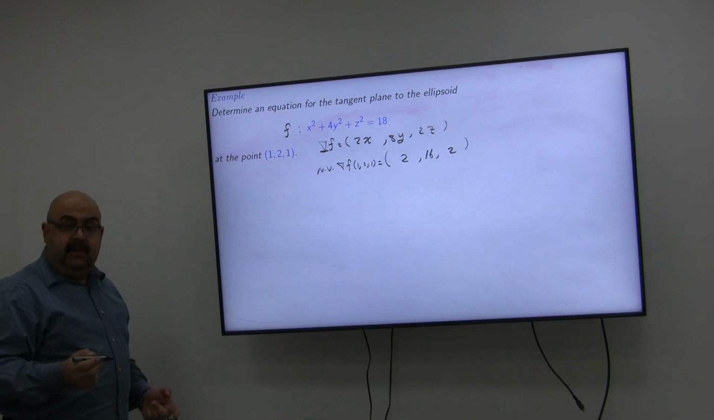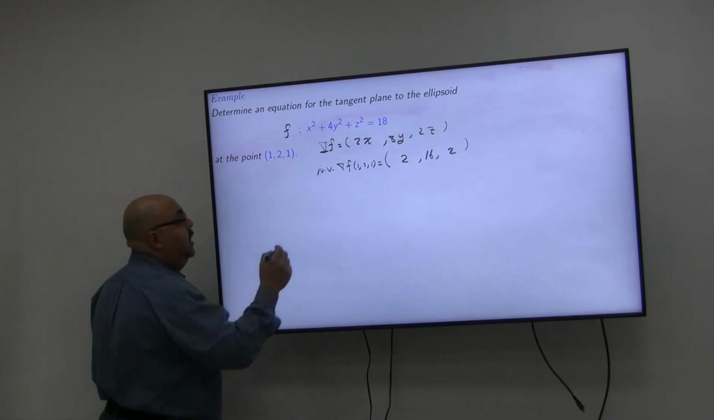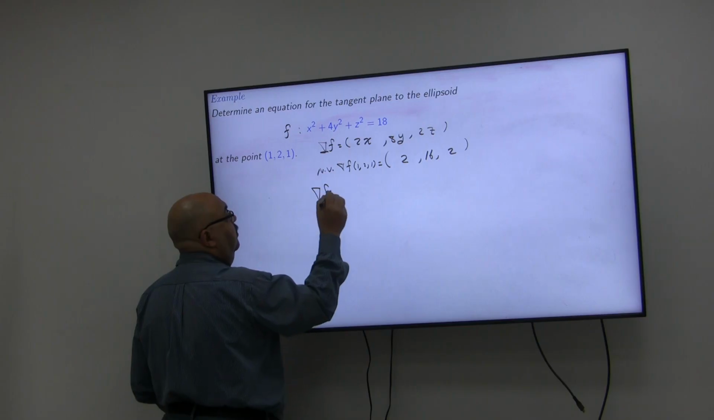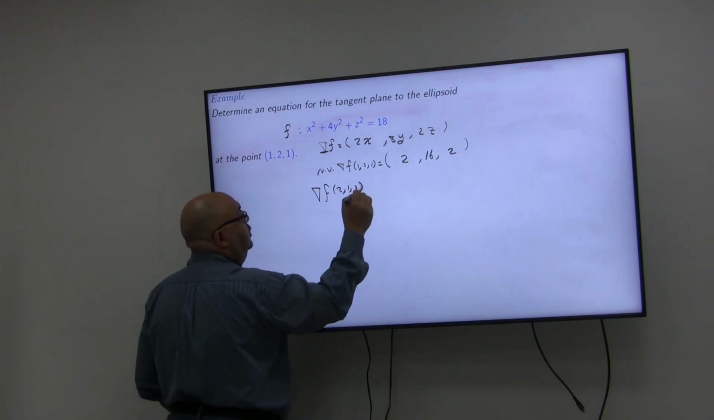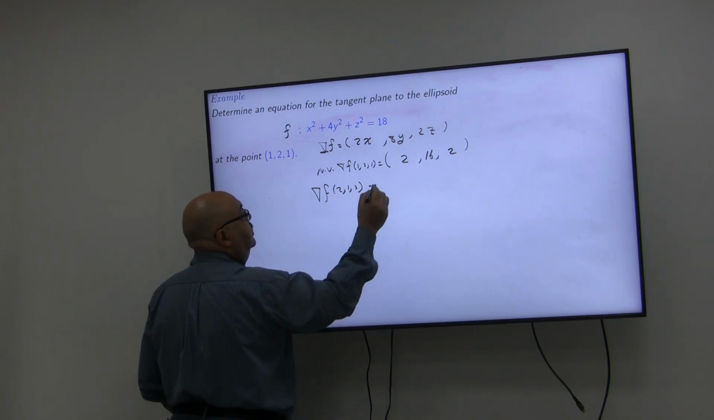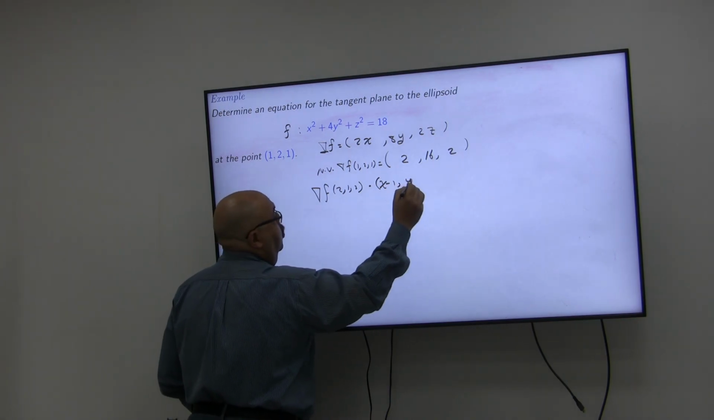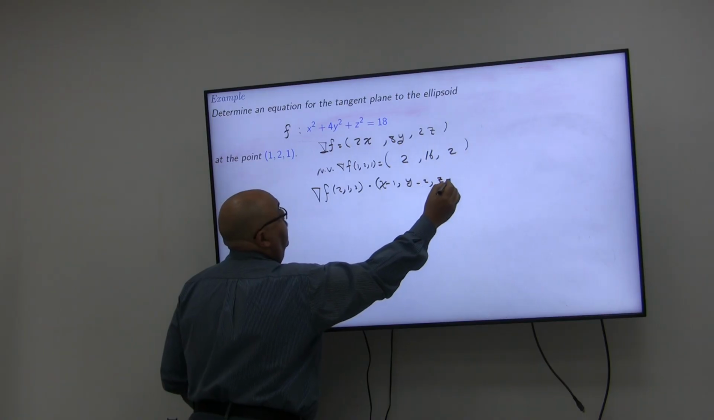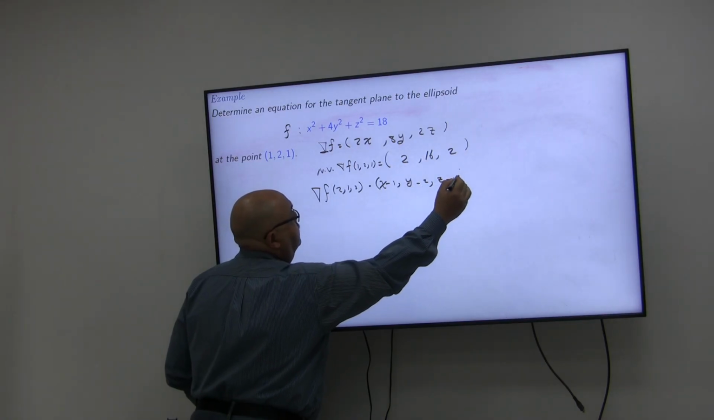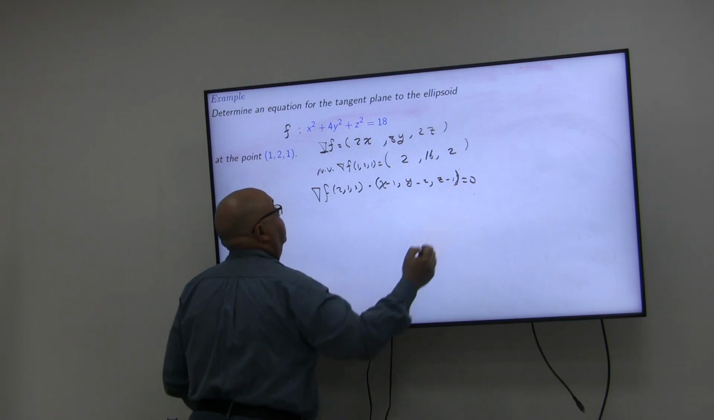Now I can find the equation of the plane, which is going to be the gradient vector of F at (1, 2, 1), which is (2, 16, 2), dot product the position vector (x minus 1, y minus 2, z minus 1), and this is equal to 0.